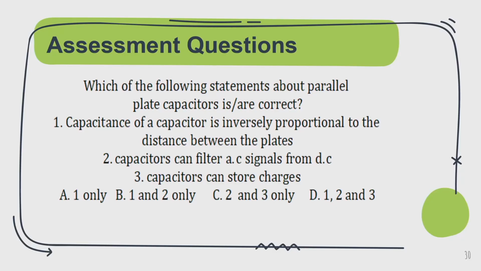Which of the following statements about parallel plate capacitors is or are correct? 1. Capacitance of a capacitor is inversely proportional to the distance between the plates. 2. Capacitance can filter a signal from DC. 3. Capacitors can store charges. Is it A, 1 only, B, 1 and 2, C, 2 and 3 only, or D, 1, 2, and 3 only? You have just 20 seconds to send in your response.